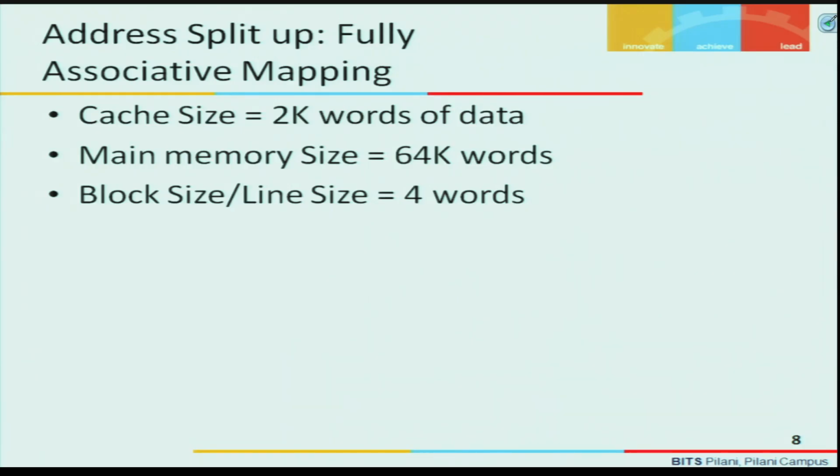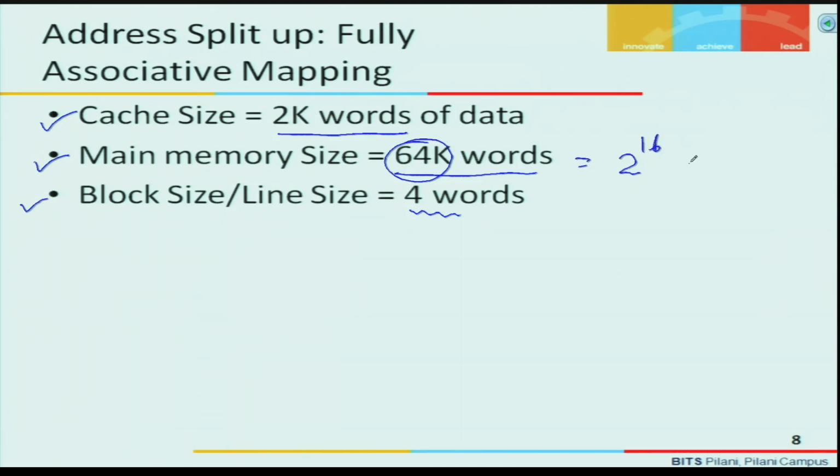In this example, the cache memory size is given as 2k words of data, meaning it can accommodate 2k words of data from the main memory, and the main memory is 64k words. It is a hypothetical memory system. Usually the main memory size is very large in today's computers. The block size is, let us say, 4 words, and the memory is word addressable. The number of address bits is decided from the main memory size. The main memory size is 64k words, so 64k words means 2 raised to the power 16.